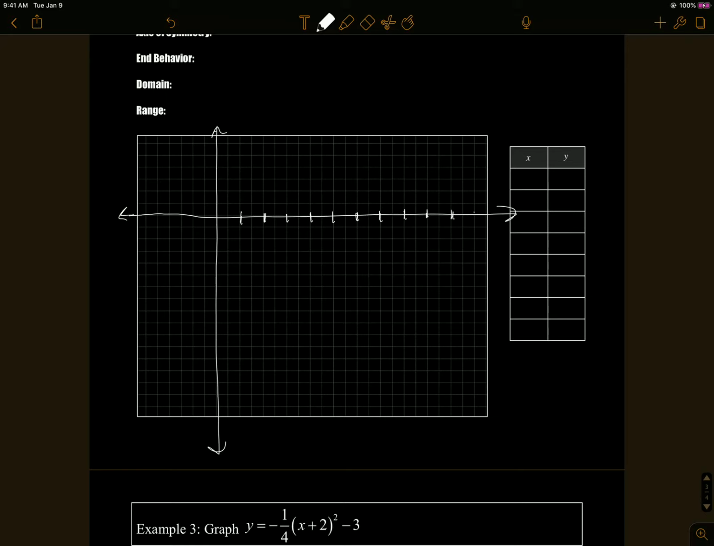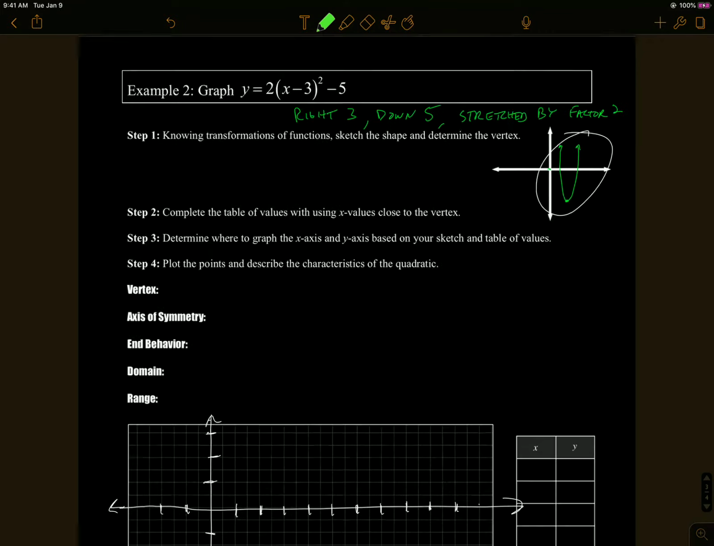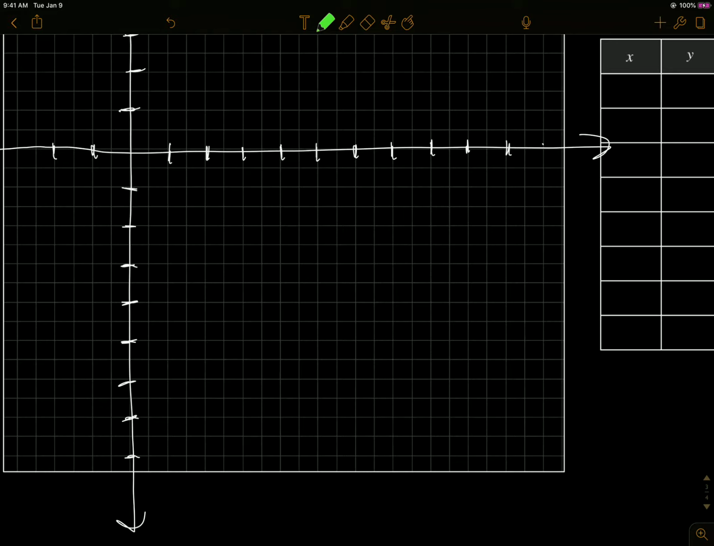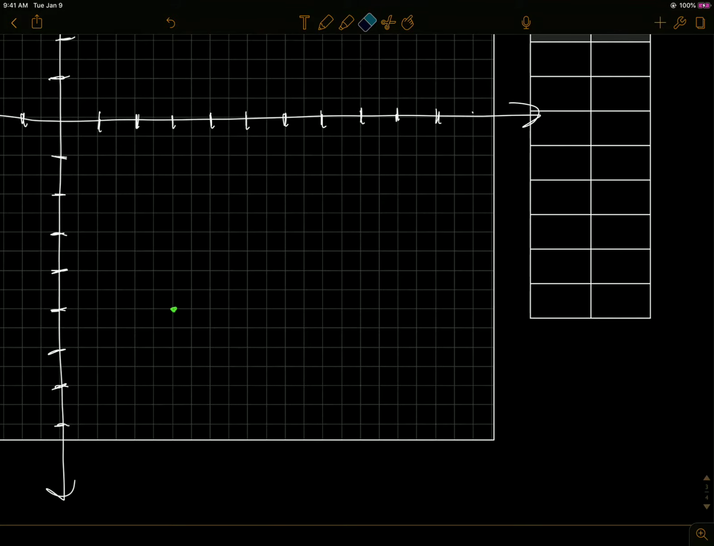Okay, so where's the vertex going to end up? We know the shifts are where the vertex ends up. So I know it's going to go right 3, down 5. So instead of being at 0, 0, I go right 3 and down 5. I like to put the vertex in the middle of my chart. So it's right 3 and down 5. That's my new vertex. Now I want to pick x values close to that vertex. So I'm going to go 4, 5, and 6, and then 2, 1, and 0.